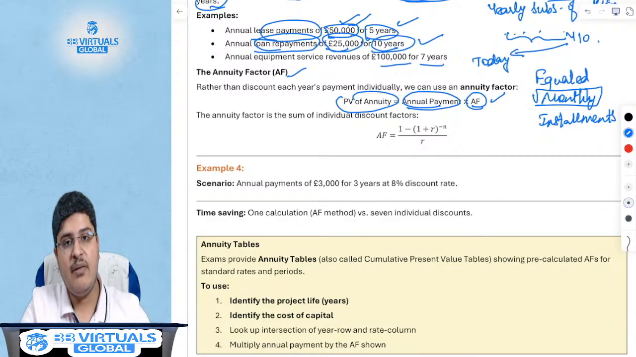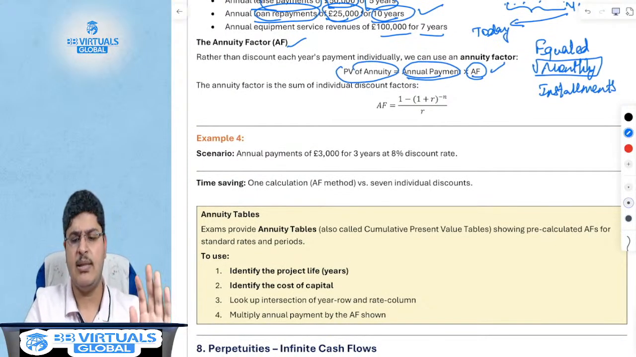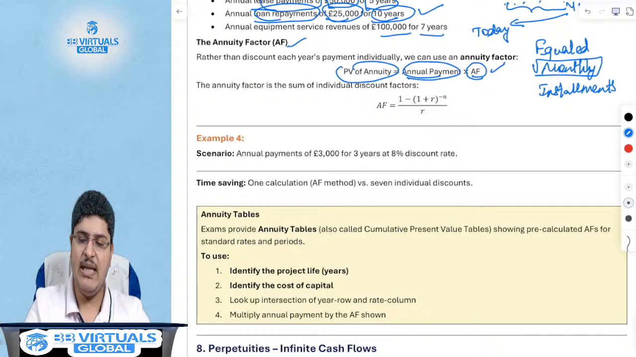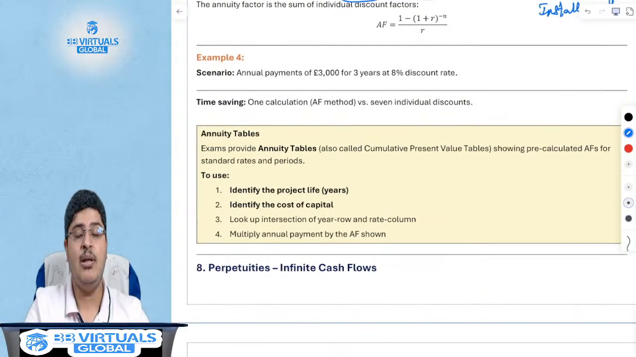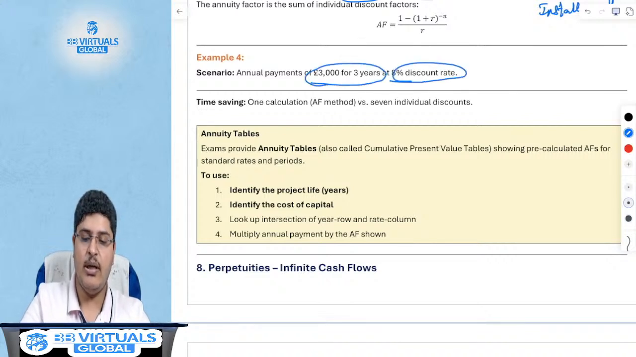Sir, what is the annuity factor? How do we calculate it? Keep the formula aside for a moment. Why don't you look at an example and calculate it using the example. Annual payment of 3,000 for 3 years at a discount rate of 8%. How do we do it?